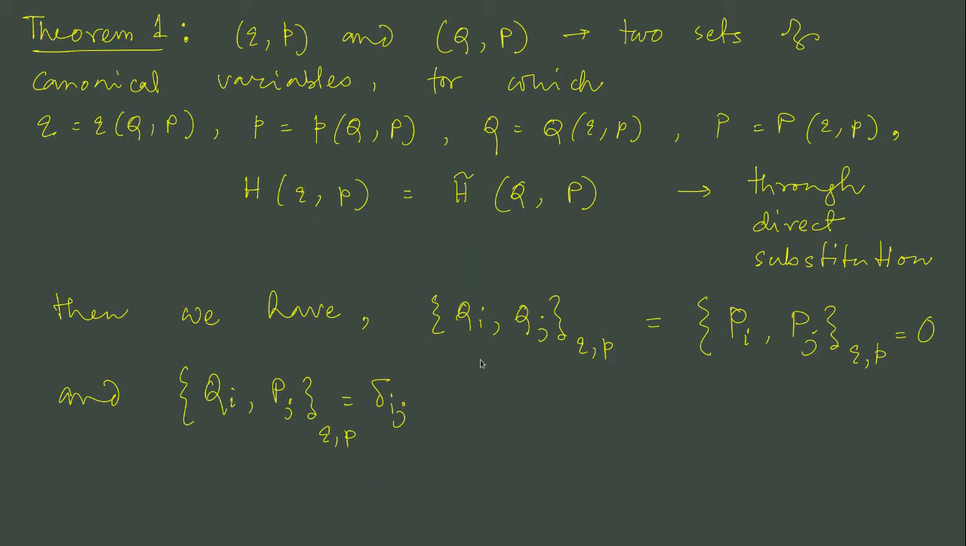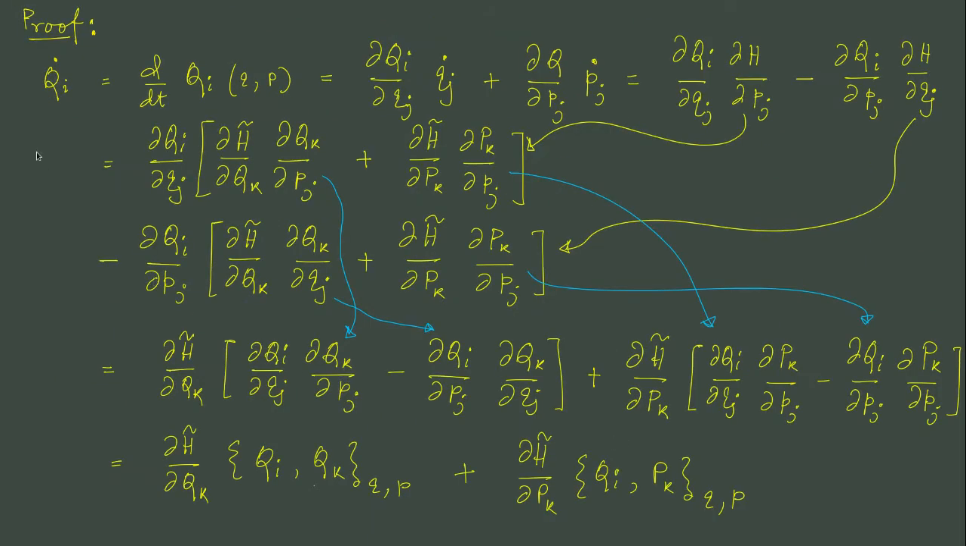If that happens, then the theorem says that the capital Q's, Qi, Qj, will have the same Poisson bracket relation as the small q's, identical relation. It is easy to prove. I mean, take the capital Q, say ith capital Q. So, Qi dot, you have d/dt of that capital Q, and then you expand this time derivative using the chain rule.